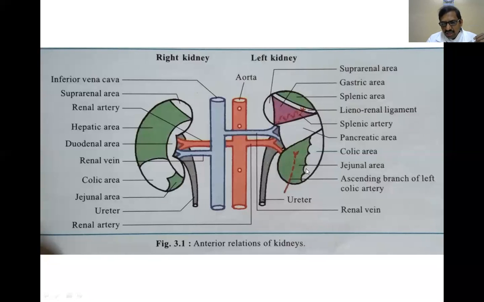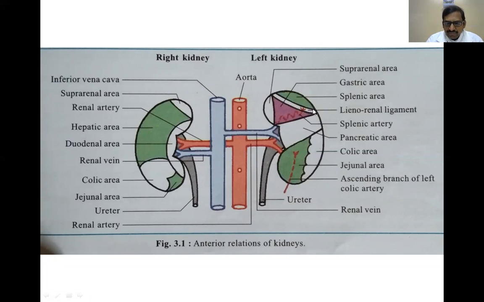And the lower part is related with the jejunum, and this area is related with the colic, that is the left colic flexure. These are the areas which have relation with the anterior surface of the kidney.